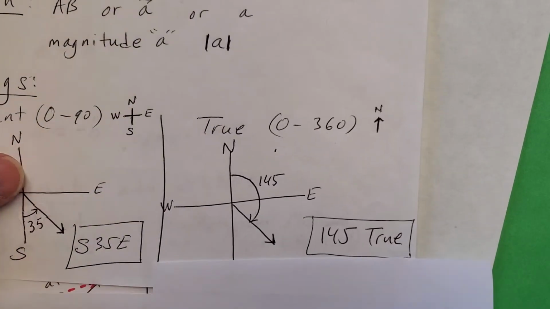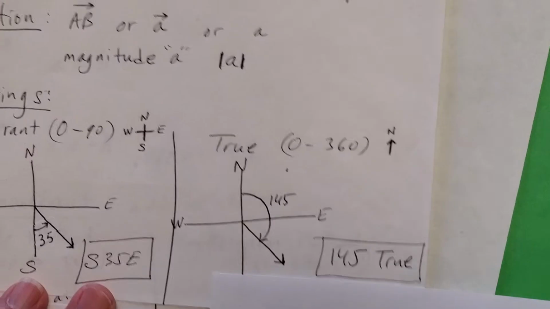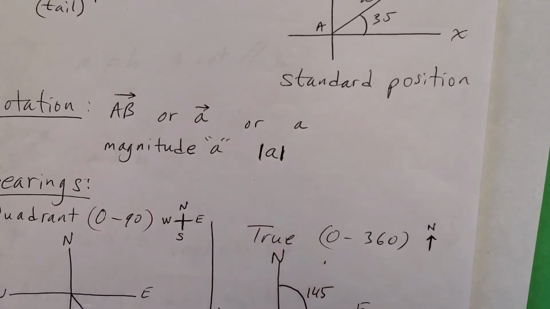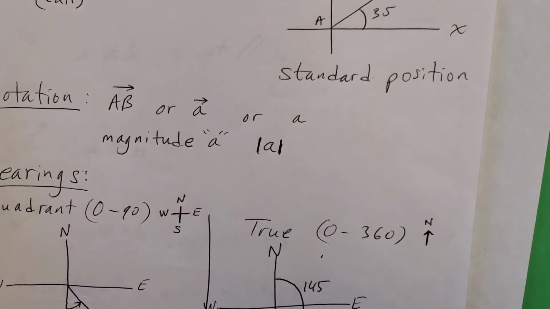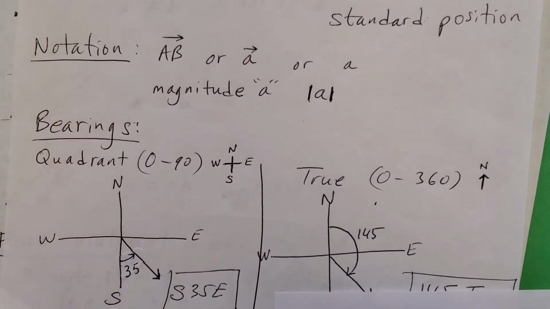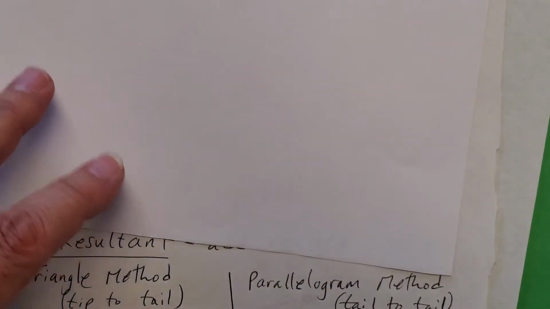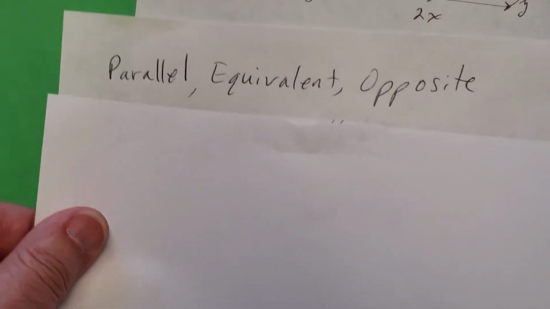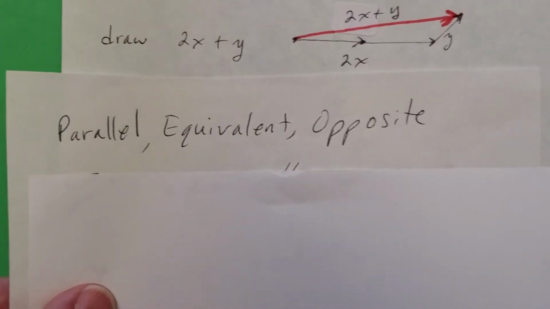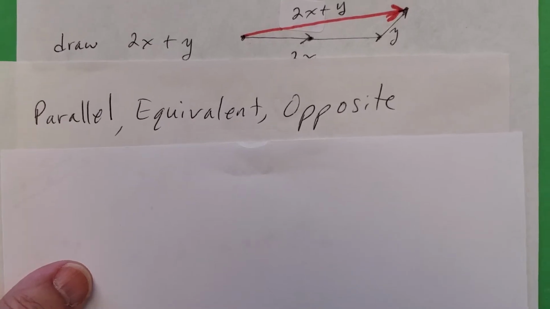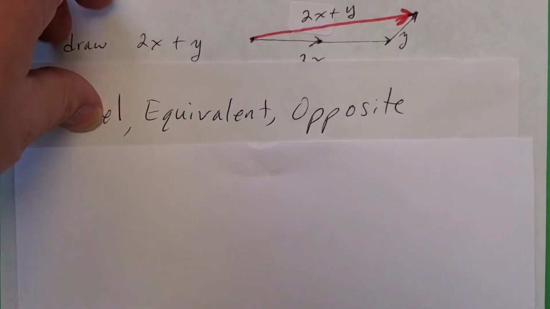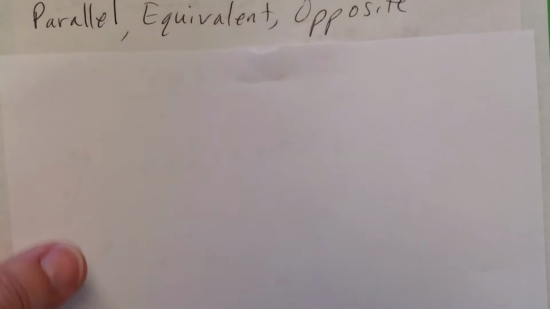Okay, now that we know magnitude is written like that and it means how long the arrow is, and bearings or direction is in angles, let's go back to talking about vectors. Okay, there we go. So vectors can be parallel, equivalent, or opposite. So what does all that mean? Let me cover this. That's the next page. You don't need that yet.